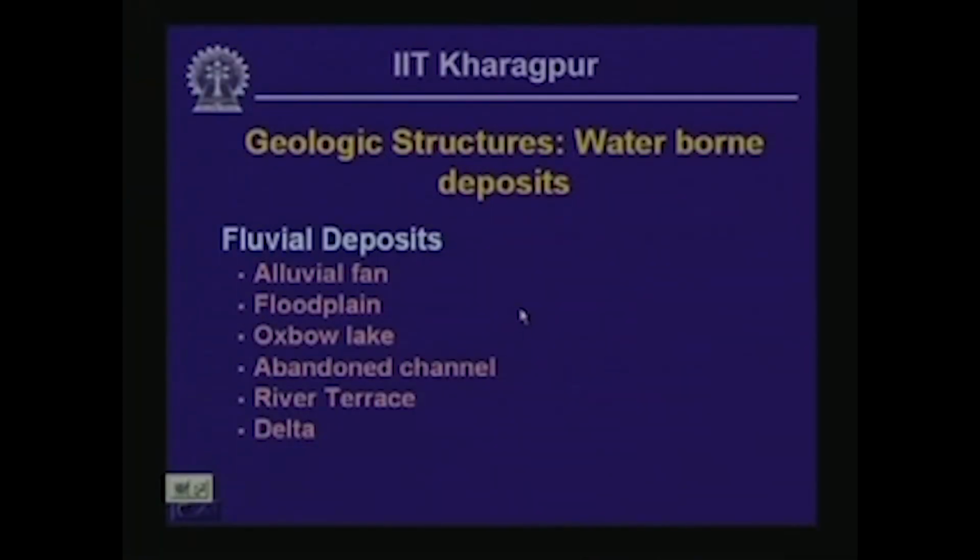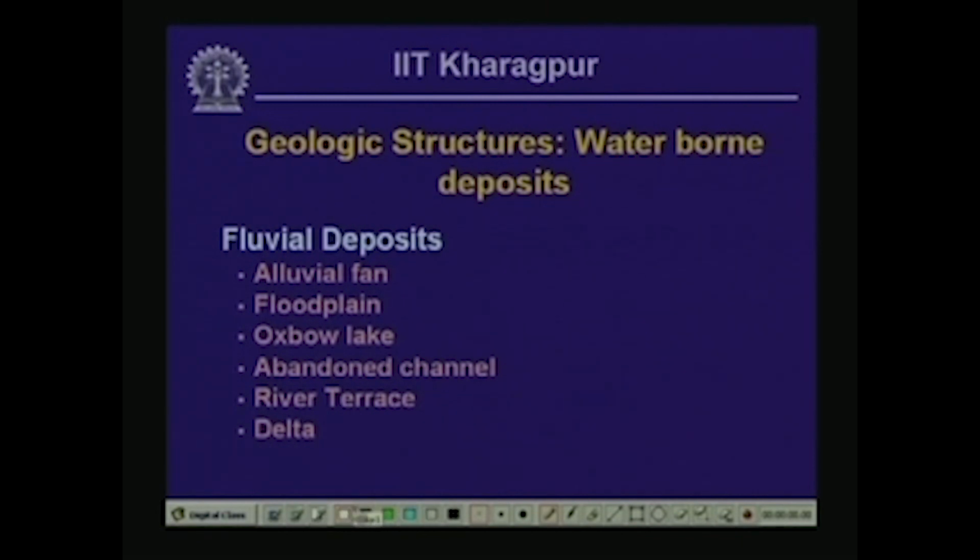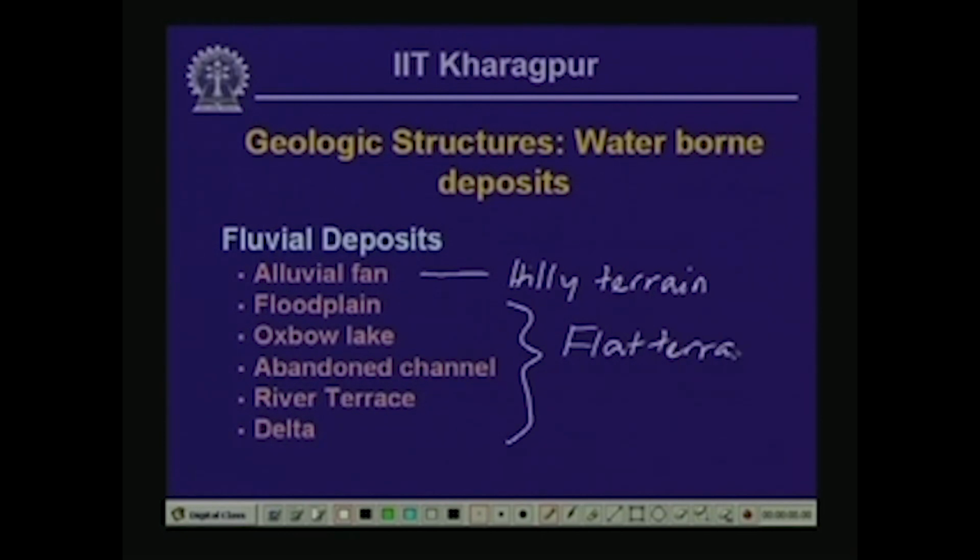It also includes floodplain, oxbow lake, abundant channel, river terrace and delta. We will actually explain each of these individual terms in the next little bit. Now, this one here occurs in a hilly terrain, while all the other ones are typical of flat terrains. Mind you, all these different types of landforms are because of flowing water.